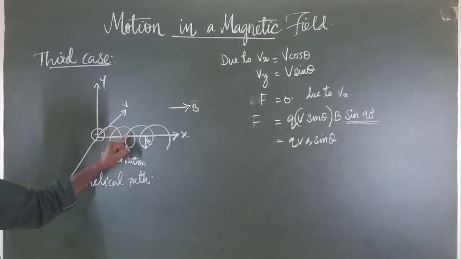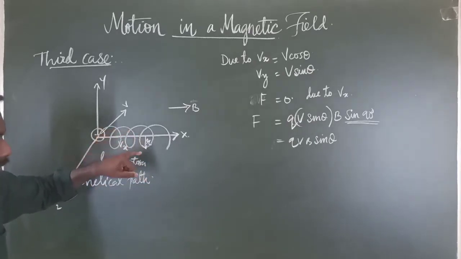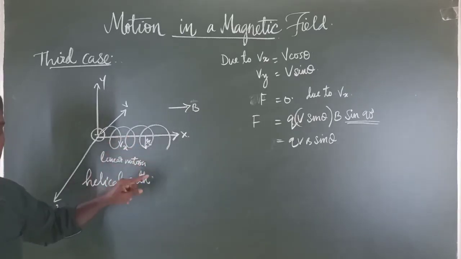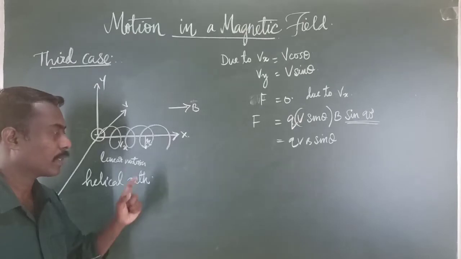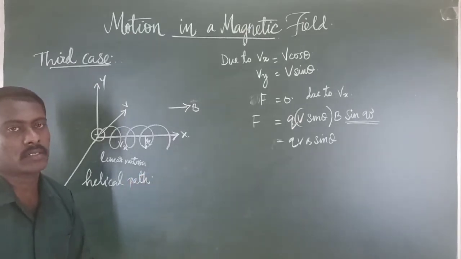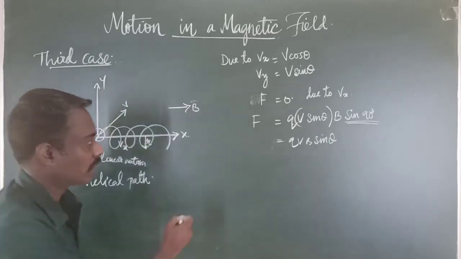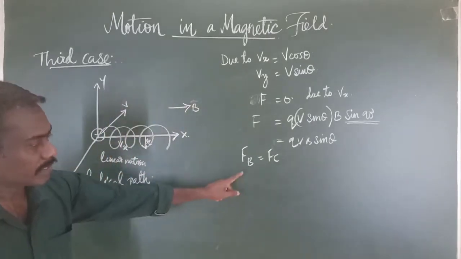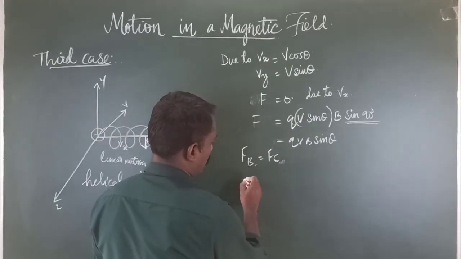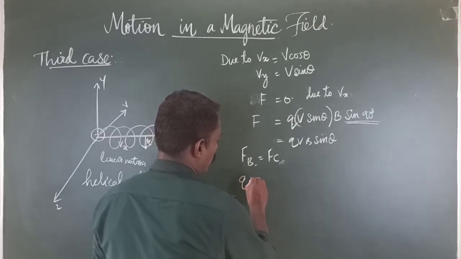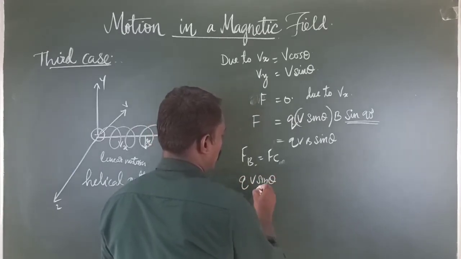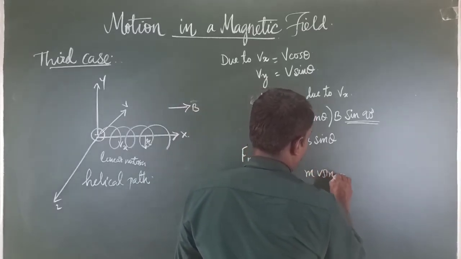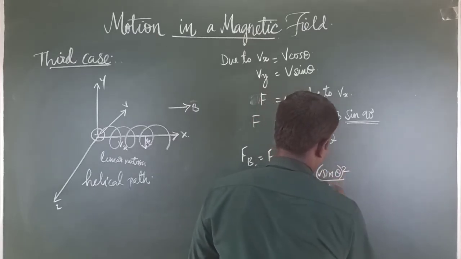If it is a circular motion, then the force exerted on the particle will be towards the center of the circle. Then there will be a centripetal force acting on the particle, which is equal to the force exerted by the magnetic field. Therefore we can write FB is equal to FC. The value for FB is q into v sin theta into B, equal to m into (v sin theta) whole square divided by r.